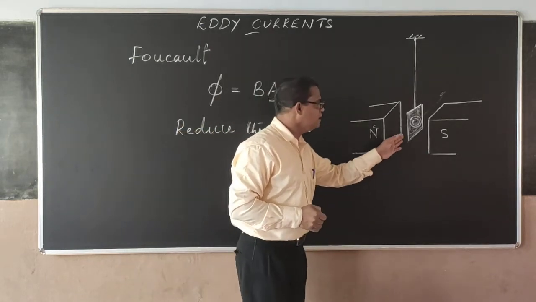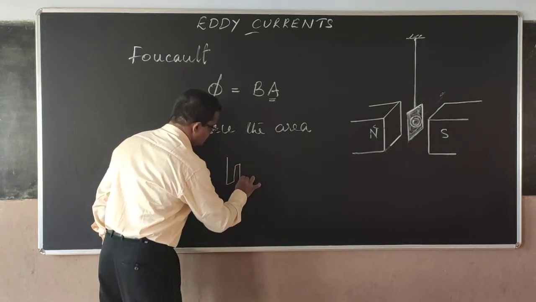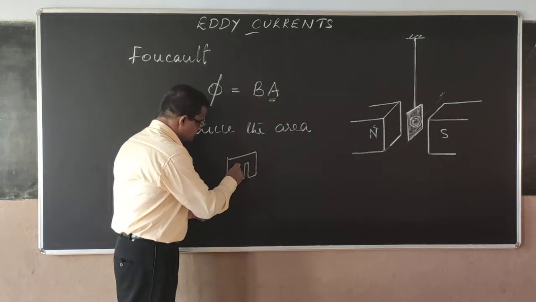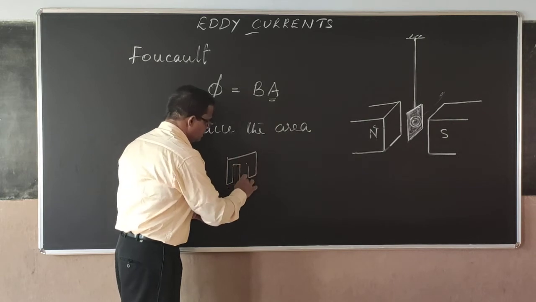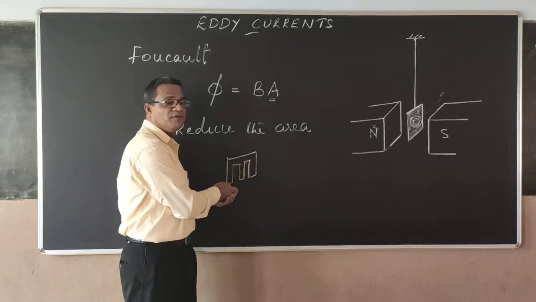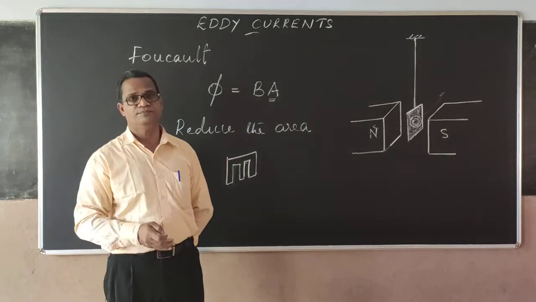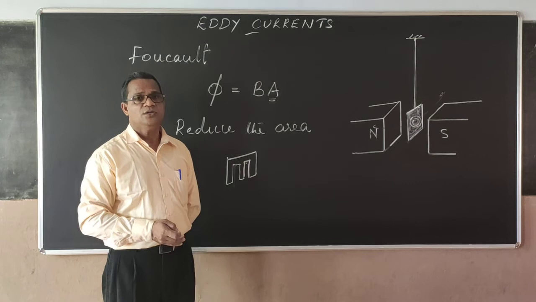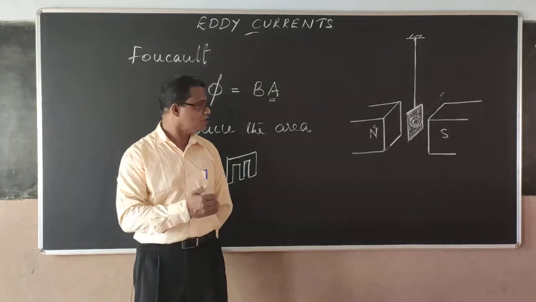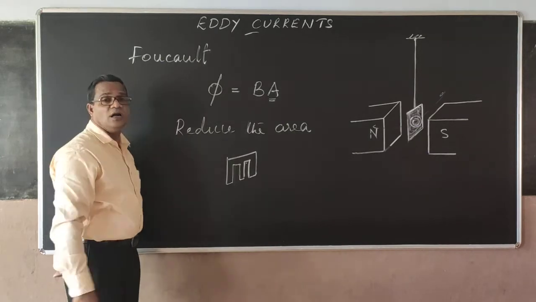Instead of taking a plain metallic sheet, if I take a sheet with cuts in between like this, with these open strips, the area is minimized, and therefore if you use this type of metallic sheet, the eddy current effect is found to be minimal. So these circular currents induced in a thick metallic sheet when it is subjected to a varying magnetic field are called eddy current or Foucault current.